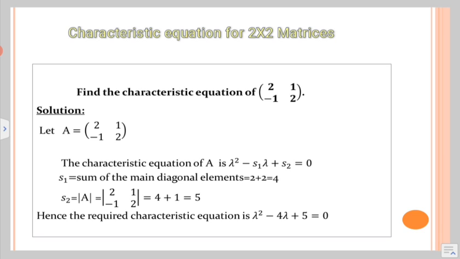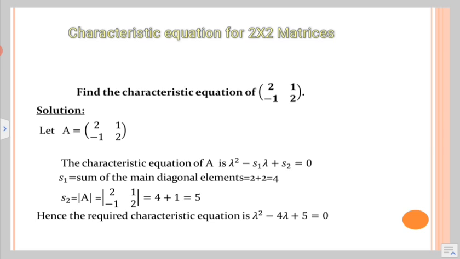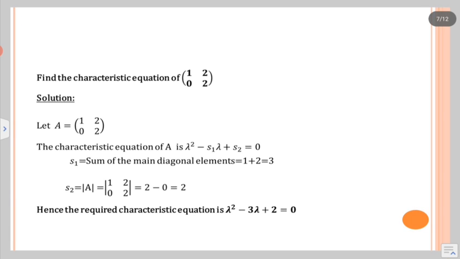Therefore, the required characteristic equation is lambda square minus, in the place of S1 you put the value 4 and in the place of S2 you put the value 5. So it becomes lambda square minus 4 lambda plus 5 equals 0. So this is how to form the characteristic equation for a given 2 by 2 matrix. Okay, let us move on to another problem of solving the characteristic equation.